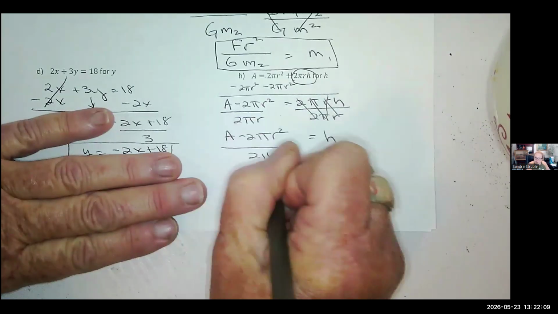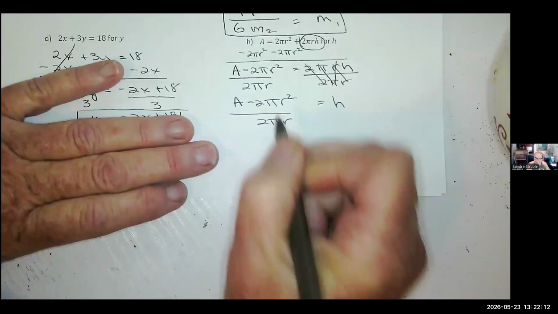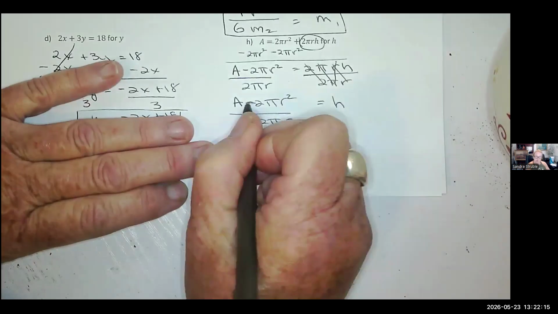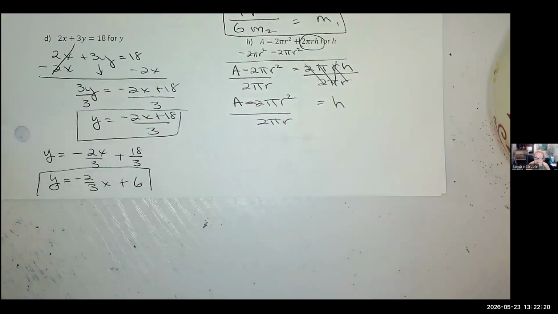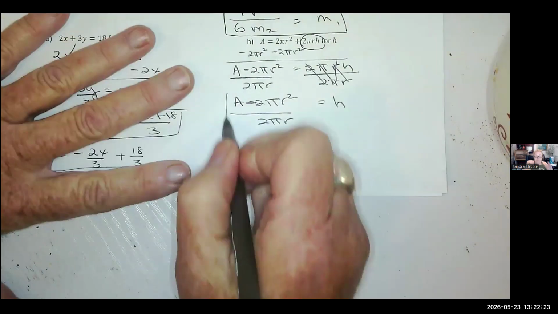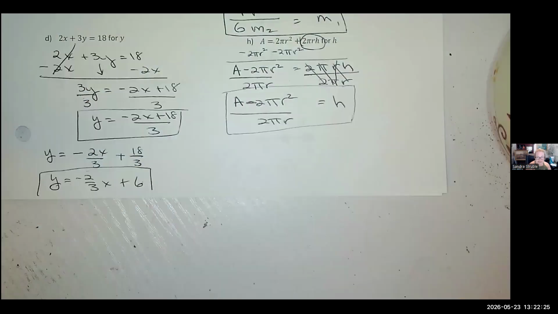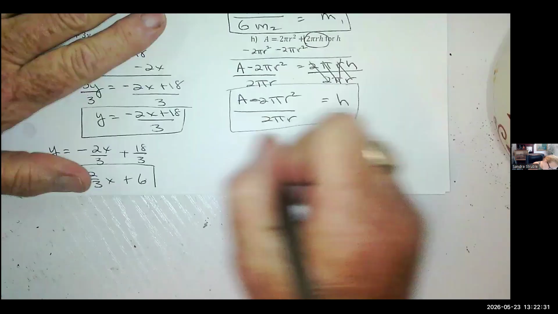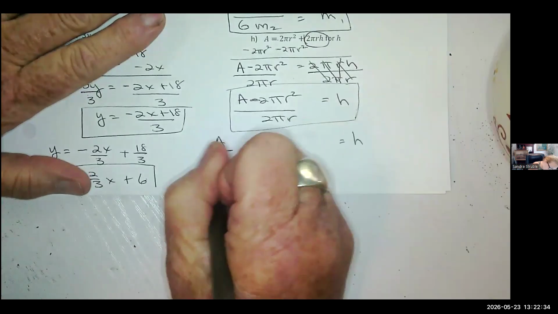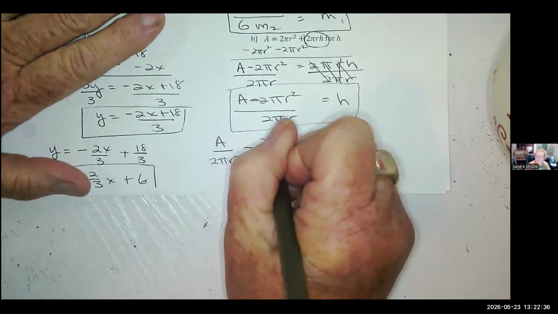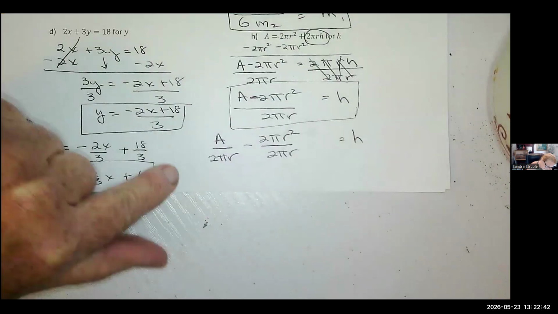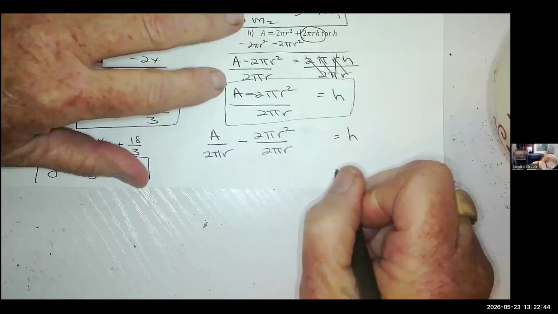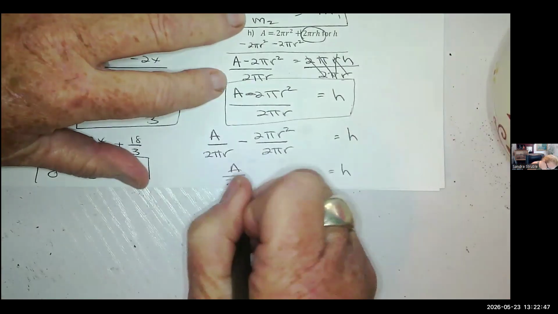Again, you cannot just reduce these. This is subtracted from a. So if you want to reduce, which I'm totally cool with, first of all, I'm cool with this answer because we've solved for h. But if you want to reduce it further, here's what you need to understand. This h is equal to a over 2 pi r minus 2 pi r squared over 2 pi r. That's what this means. So when you reduce it, it's still a over 2 pi r minus reduced, reduced.